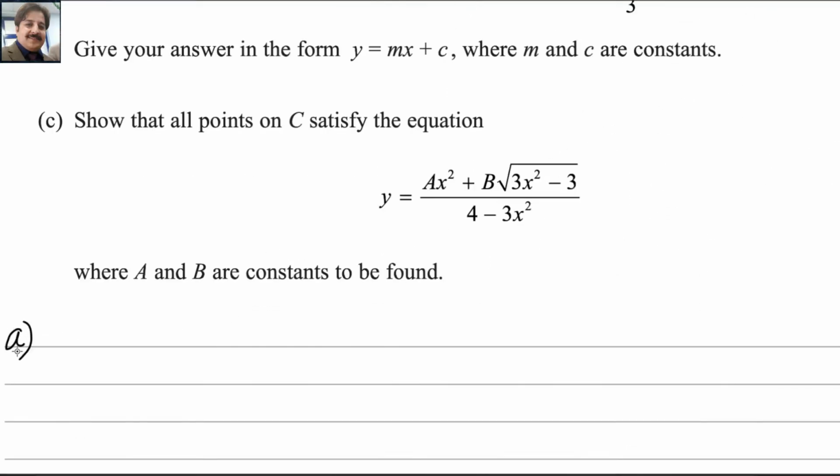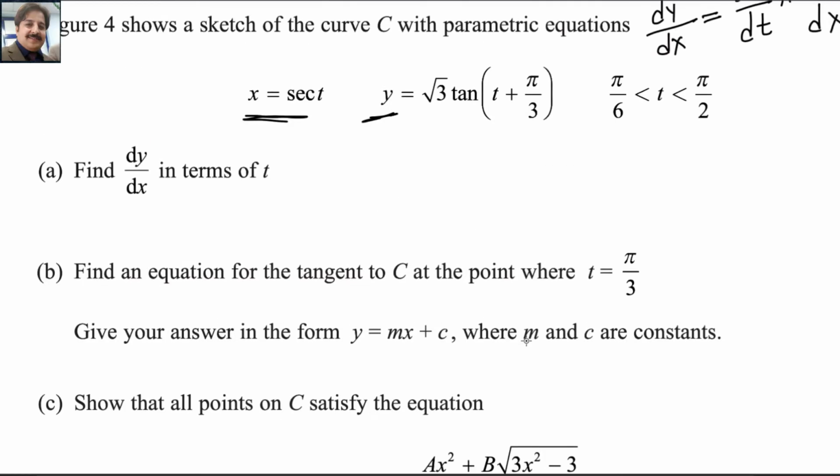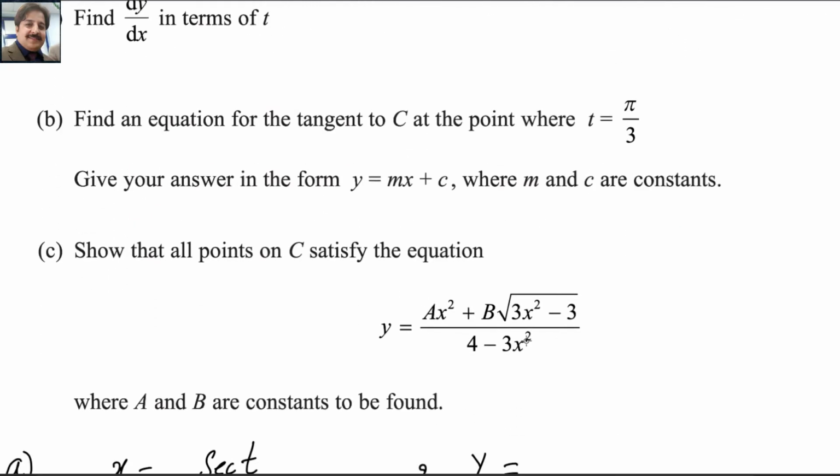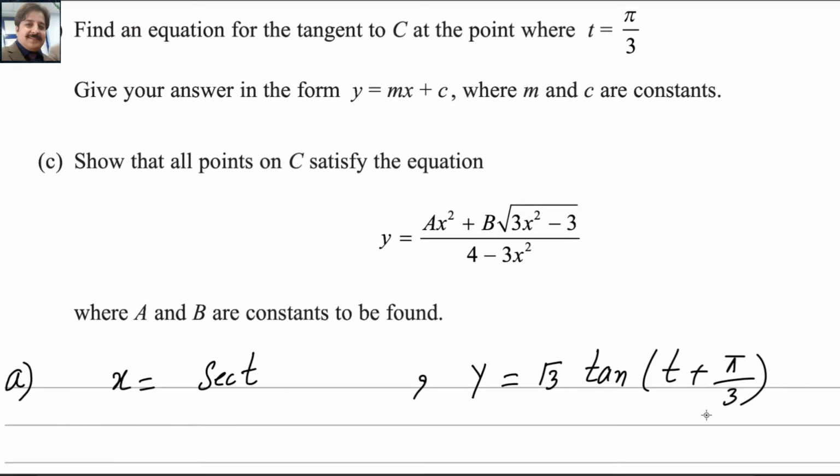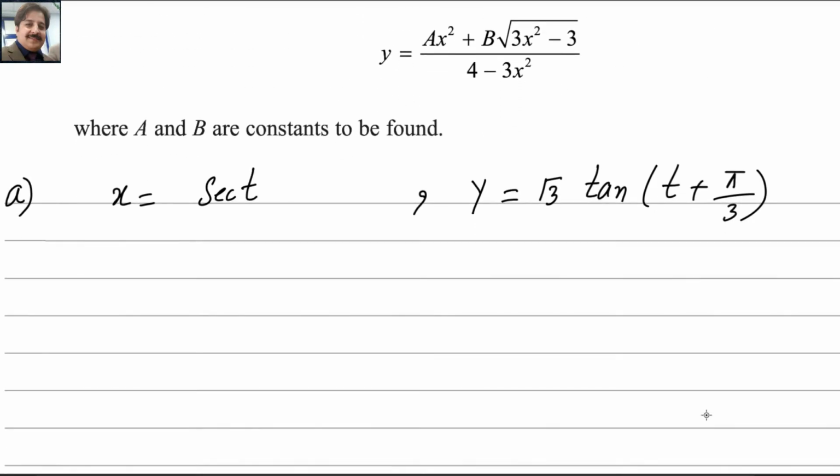First part, x equals sec t and y equals square root 3 tan(t plus pi by 3). So as I told you, we will differentiate this function with respect to t. You get from here dx by dt. We know the derivative of sec t is sec t tan t.